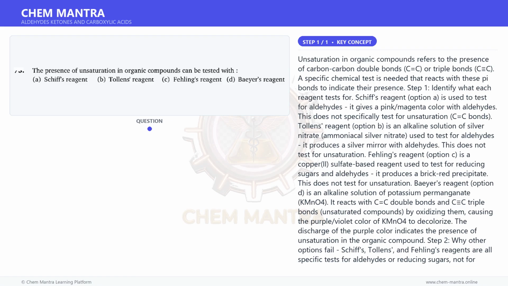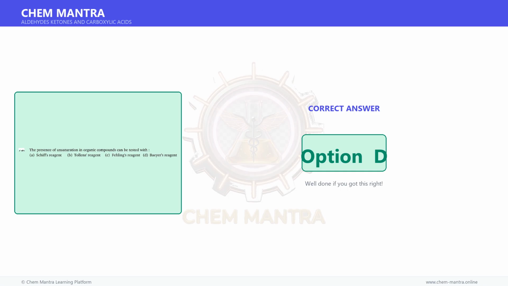Step 3. Baeyer's reagent, alkaline KMnO4, is the classical test for unsaturation because alkenes and alkynes decolorize the purple solution, confirming the presence of double or triple bonds. Therefore, the correct answer is option D.